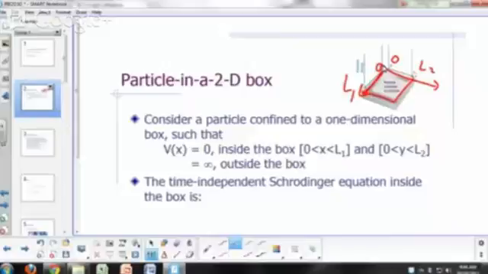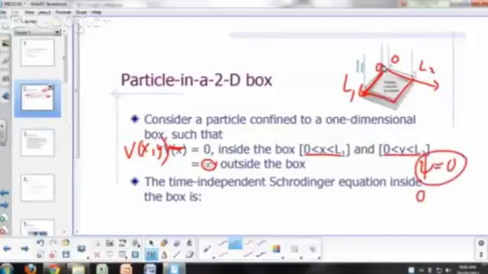So same thing as before, just like the one-dimensional problem, the potential energy as a function of x and y should be 0. It's constant inside the box, that means there's no forces acting on the particle inside the box. So that's for x between 0 and L1 and y between 0 and L2. And then we say that the potential energy is infinite outside the box. That means psi equals 0 outside the box.